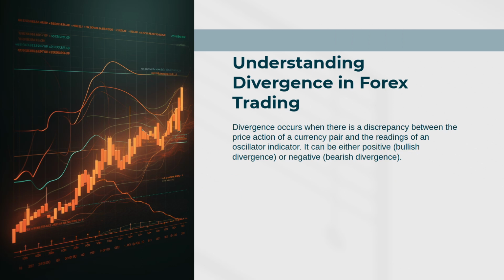Understanding divergence in Forex trading. Divergence occurs when there is a discrepancy between the price action of a currency pair and the readings of an oscillator indicator. It can be either positive, bullish divergence, or negative, bearish divergence.